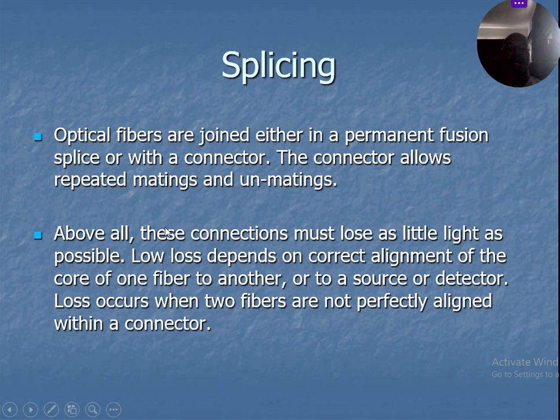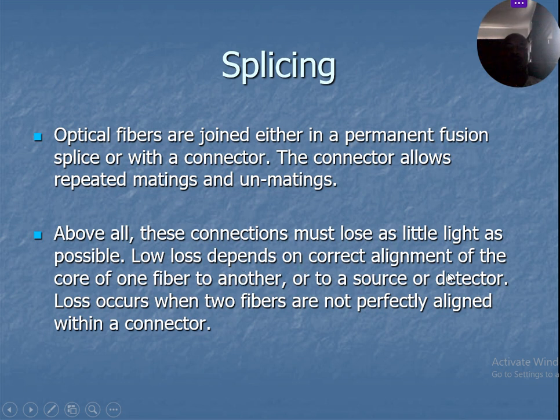optical fiber accurately. Above all, these connections must lose at least a little light, right? There is nothing that is perfect. It doesn't mean that when you splice two optical fiber cables there will be no loss. No, there will be, but we are saying it should be as low as possible, because if there's too much loss, then we should have gone for the twisted pair cabling.